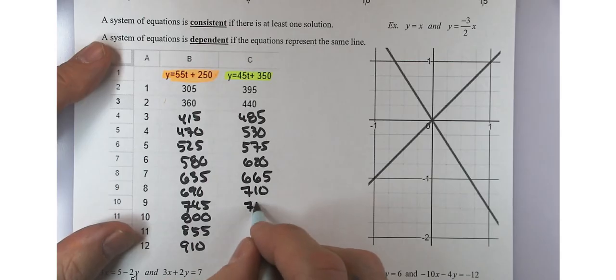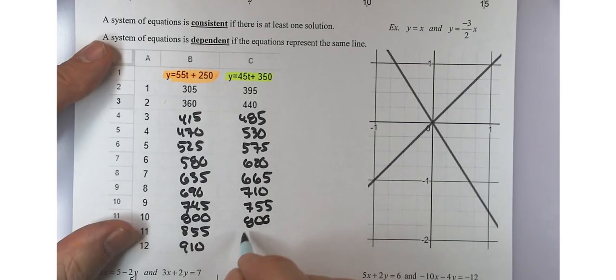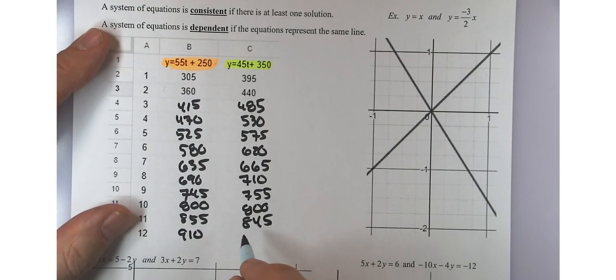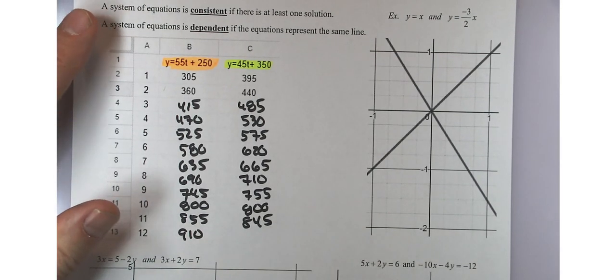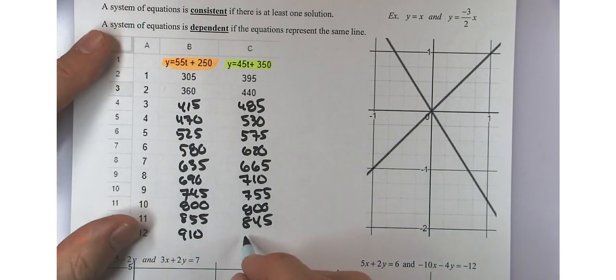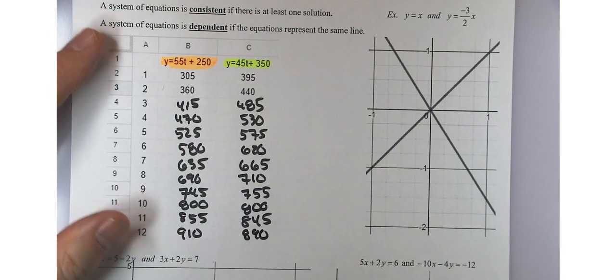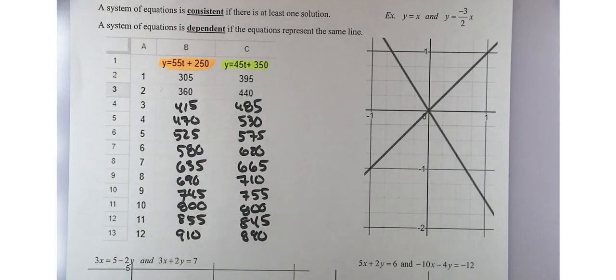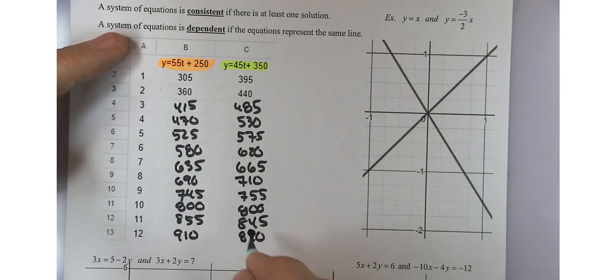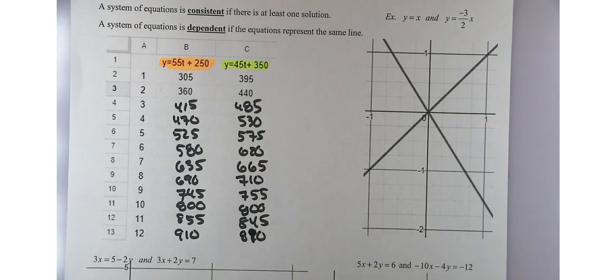755, 800, 845, and after that, 890 should be. Yeah, 890. Nice. Does anyone notice anything curious about these two columns? Remember, this is going to be the total cost after you've been in the program for however many months. That's an 890. Is there nothing about this that's kind of interesting or coincidental?